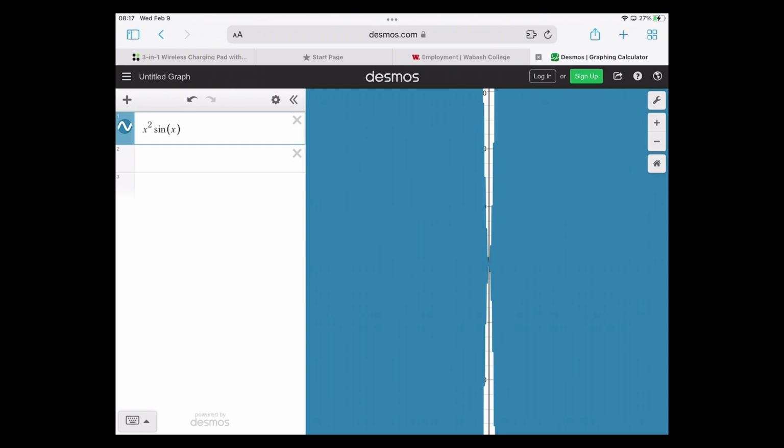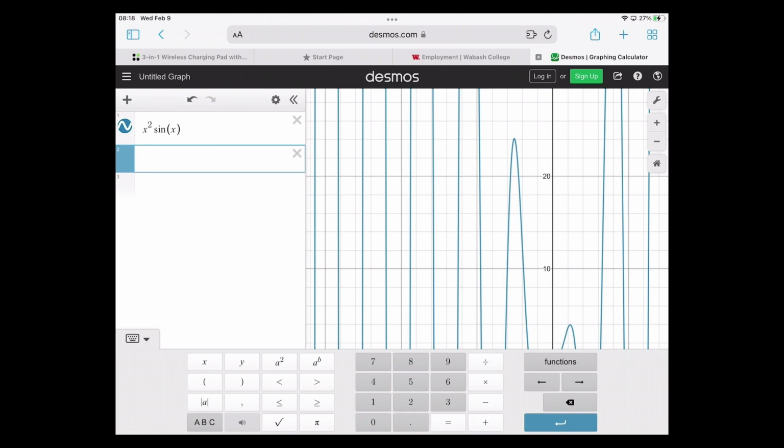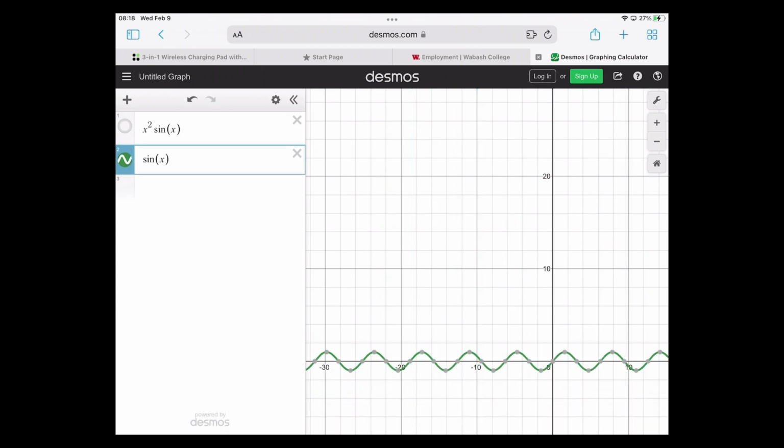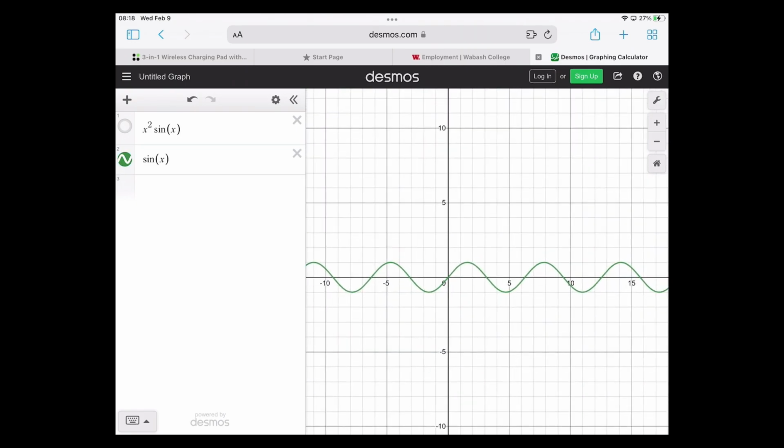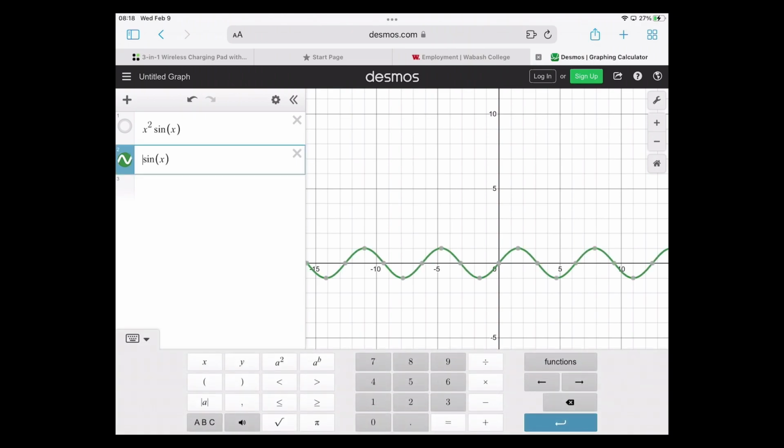So what happens to a sine function if I multiply by some number? Let's just take sine of x, and for the moment, let me turn off the weird one. So there's regular old sine of x. What happens if I multiply this by a number, like 2? What's going to happen in terms of the shape of the graph?